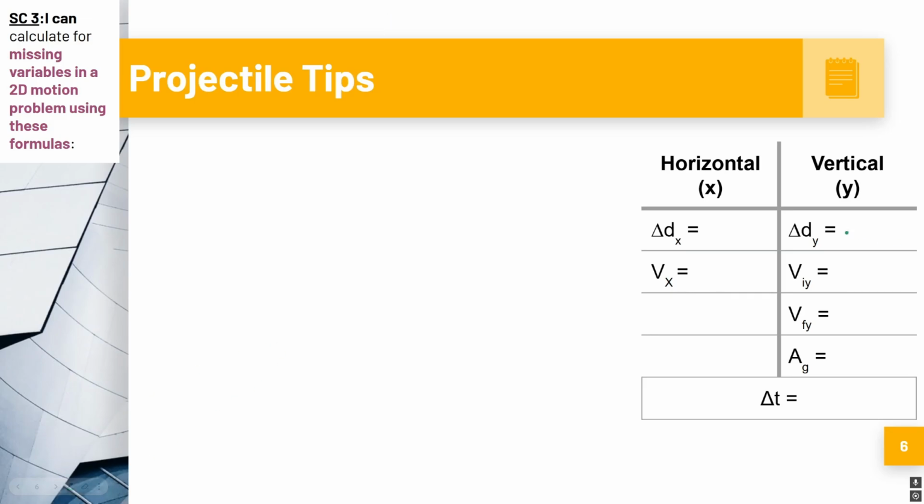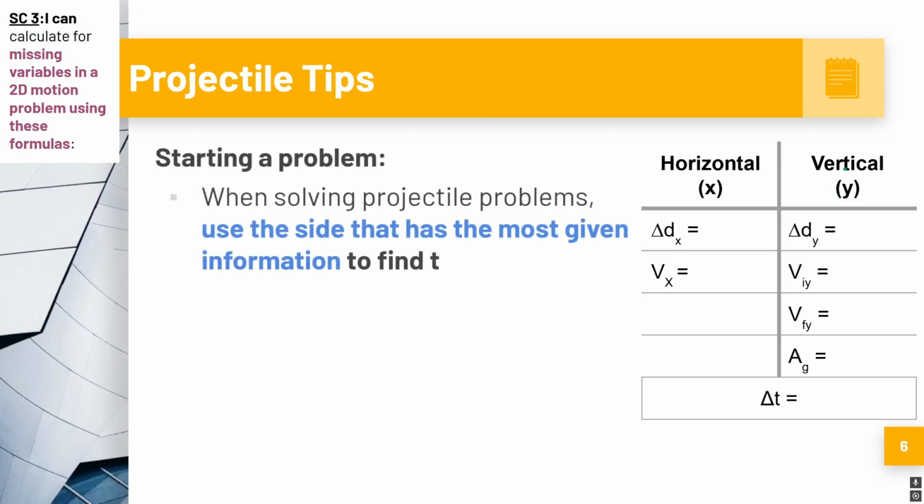Looking through here, we have some quick tips if we are starting a problem. When solving, just remember that like any projectile problem, you want to use the side with the most given information. You will only ever use the horizontal side if you are given dx and vx. Both of those are needed. So that's 2 pieces needed to solve for t.